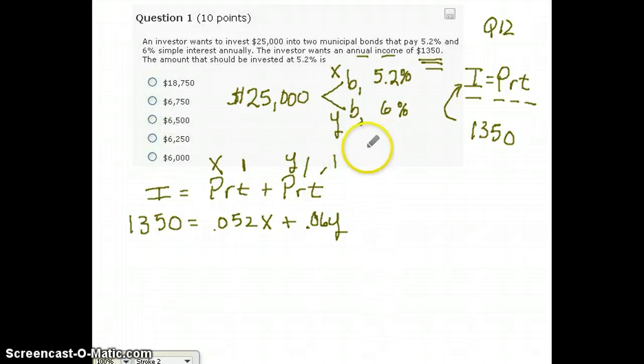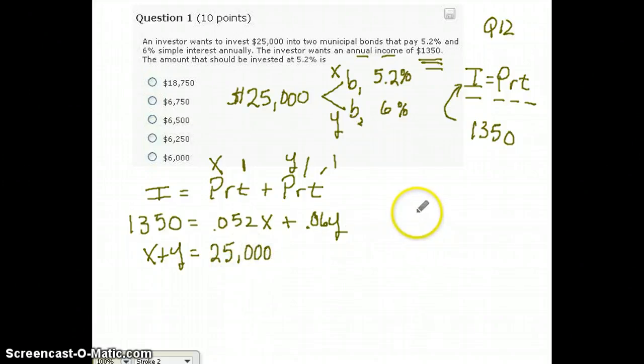Notice we have one equation here with two unknowns. I'm going to need another equation, and that other equation is this one. I'll put it under it. X plus Y is equal to what? Well, he invested $25,000. Once we set that up, we have our two equations.